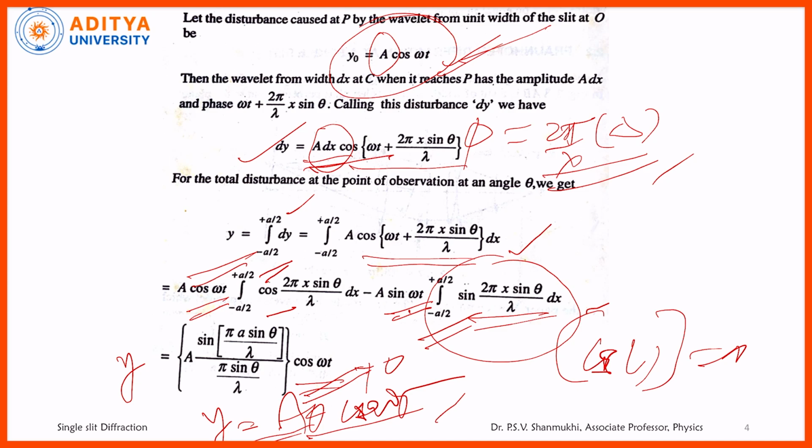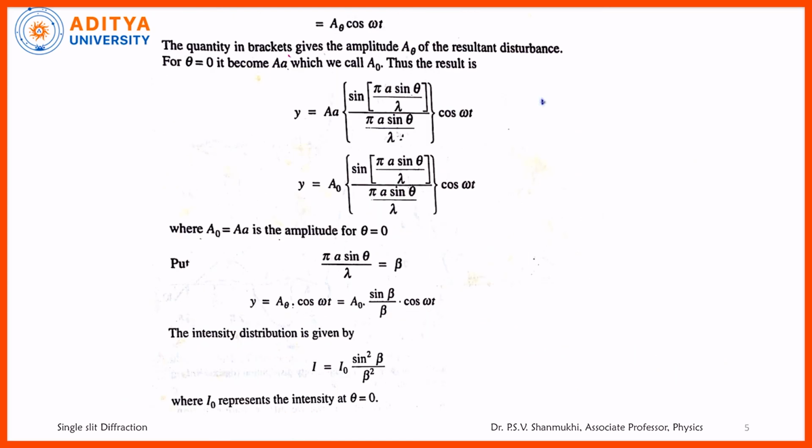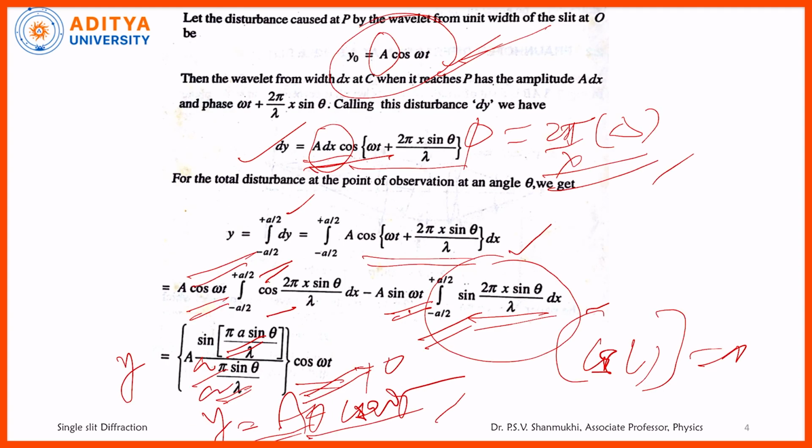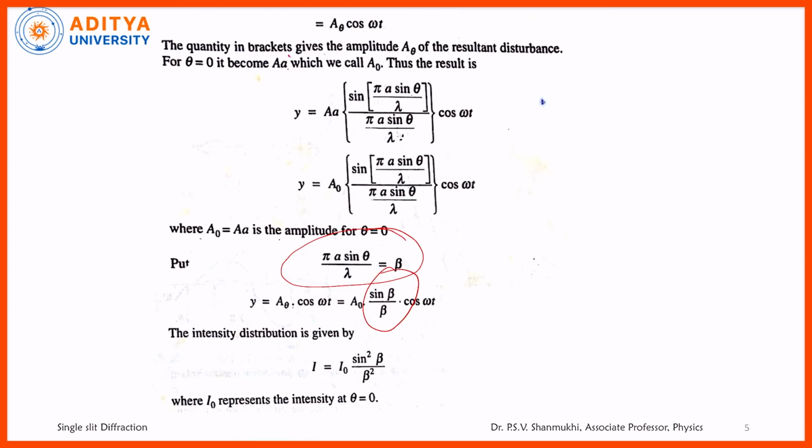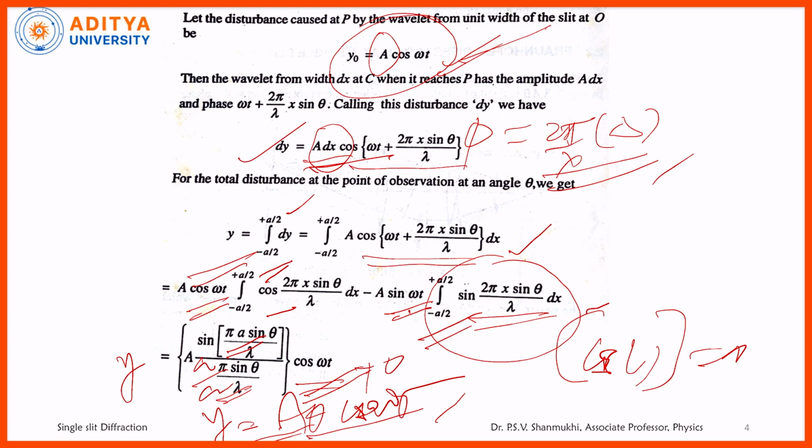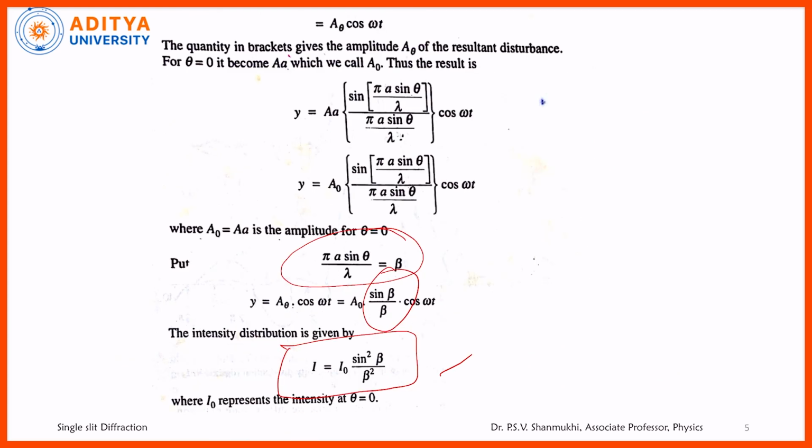If you observe this, in the numerator there is an a term, but in the denominator there is no a term. So I multiply and divide by a in the numerator and denominator. So A into a, and sin of something by something, is written as sin beta by beta. A naught, that is A into small a, into sin beta by beta. What is beta? Pi a sin theta by lambda is taken as beta. This is the resultant amplitude A theta, equal to A into a into sin beta by beta.